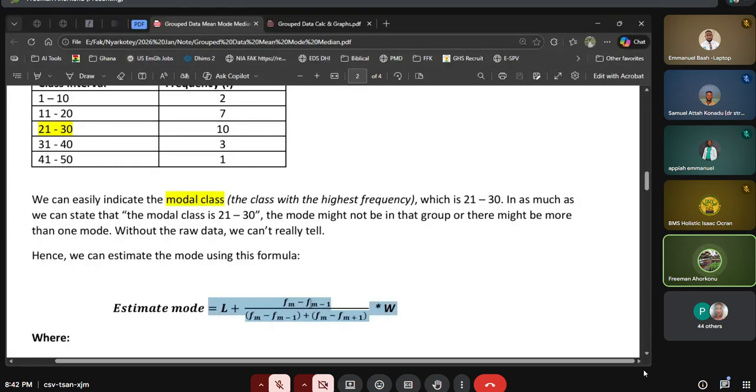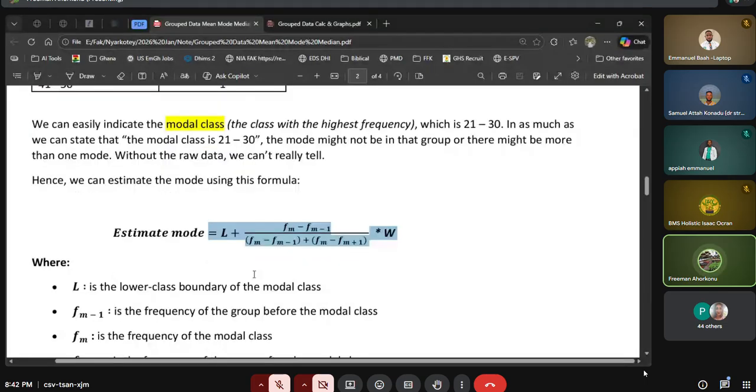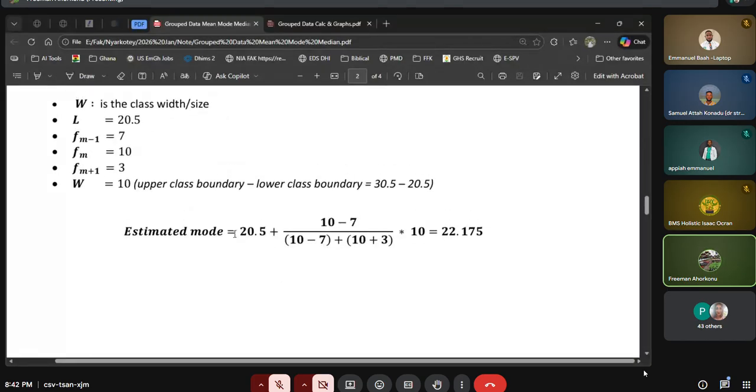But if you don't know how to use your calculator, then you must do the numerator separately, do the denominator separately, and use the denominator to divide the numerator. After that, you use the answer to multiply the 10, which is the W. Whatever you get, you now add it to the lower class boundary of the modal class. And that gives you the answer. So this is what we have done.